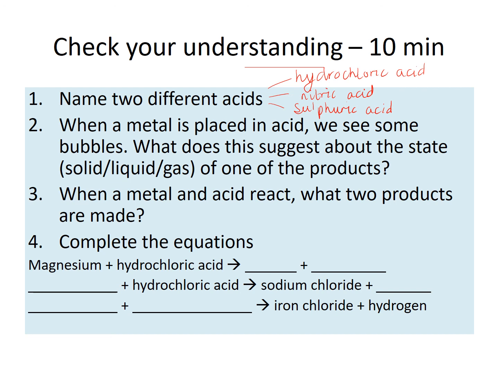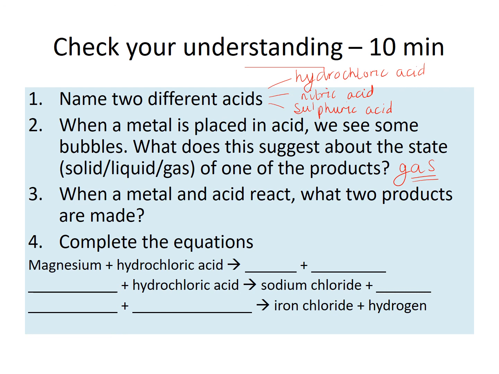Question number 2. When a metal is placed in acid, we see some bubbles. What does this suggest about the state of one of the products? Is it a solid that's made, a liquid that's made, or a gas that's made? So anytime you see bubbles or fizzing, that's the other word you could have used, of course, it suggests a gas has been made.